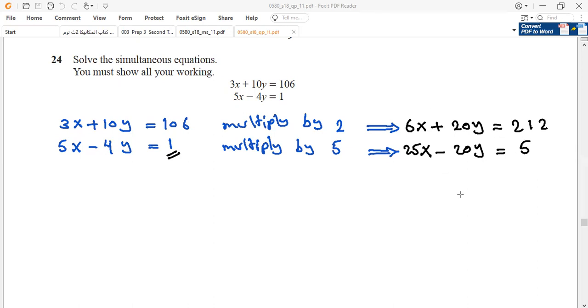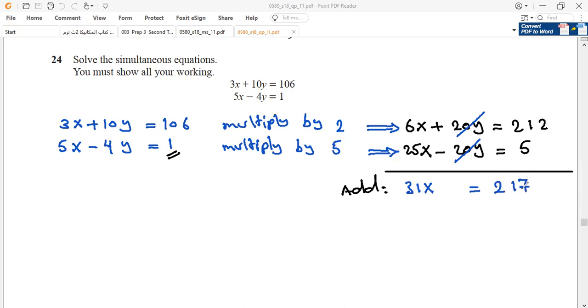Now we will add the two equations together. Here 6x plus 25x is 31x. 20y will cancel with negative 20y, giving 0. So 31x equals 212 plus 5, which is 217.